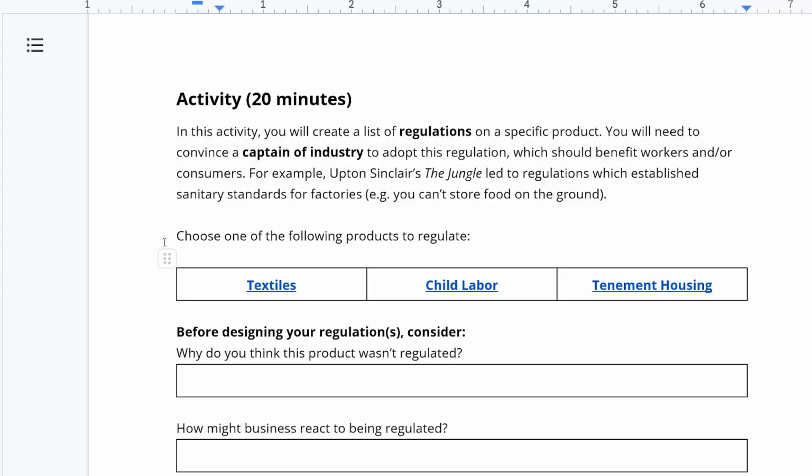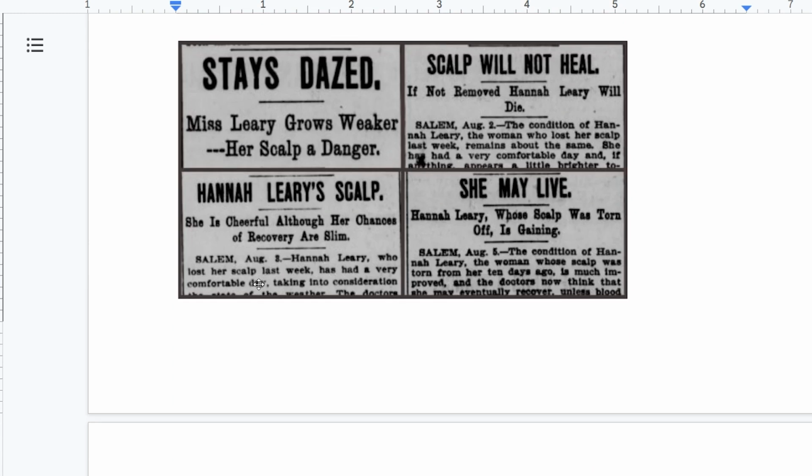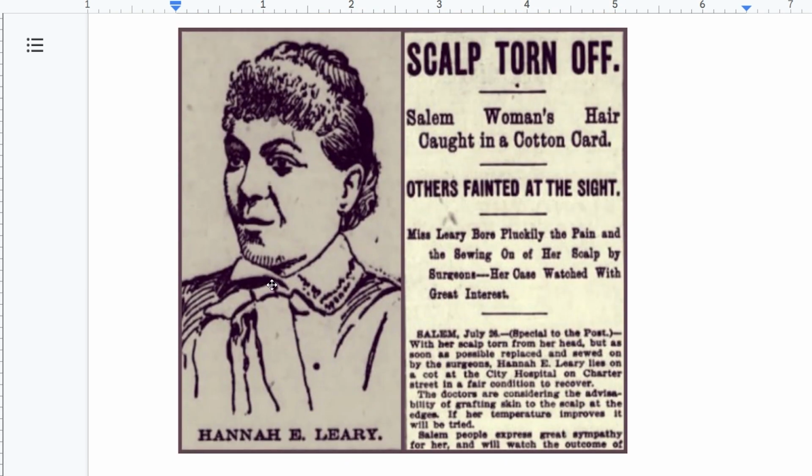So for example, Upton Sinclair wrote The Jungle to establish sanitary standards for factories. I have 3 different things, which you can just click and it goes down to it, that are primary source documents, I guess, and you choose one of these 3. So you can either talk about textiles. They're differentiated solely because I couldn't find enough information on some. The textile one's really short. It's just 2 pictures.